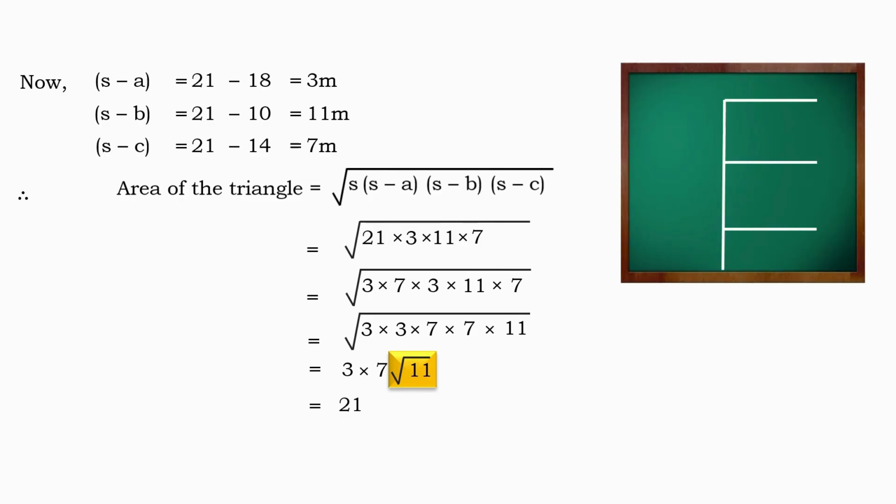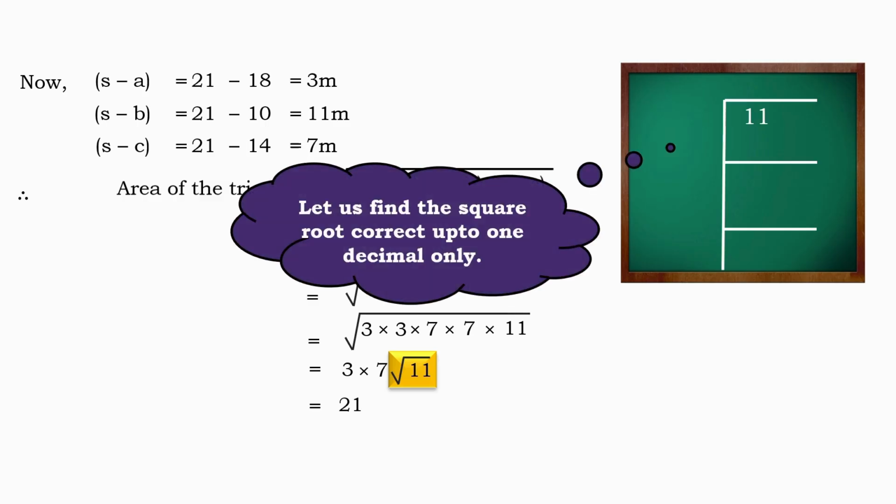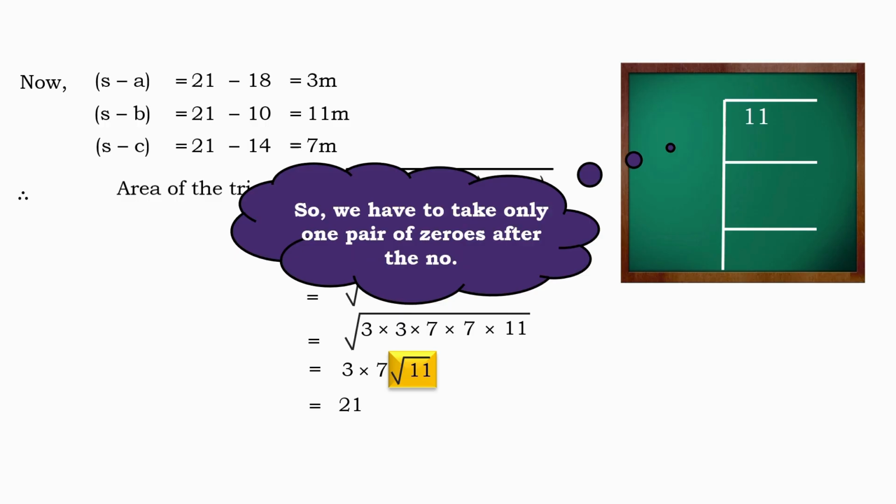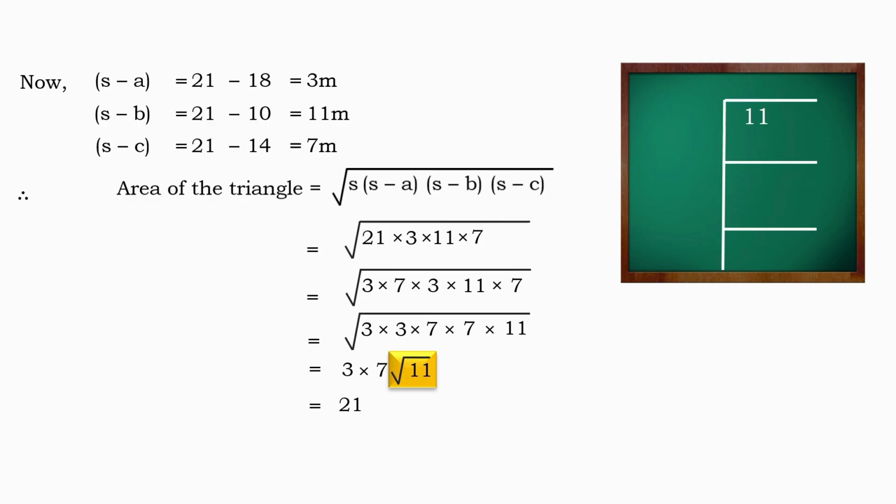Now, how to find the square root of 11? That is, we have to apply the long division method. I hope you remember that. If you can't remember, we will again revise it. So now let us find the square root correct up to 1 decimal only, because it will keep on going, but we will take only 1 decimal. So 11. First what we need to do, we have to take a pair of zeros after the number.